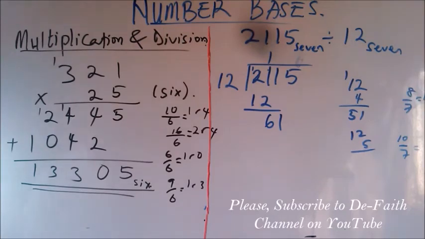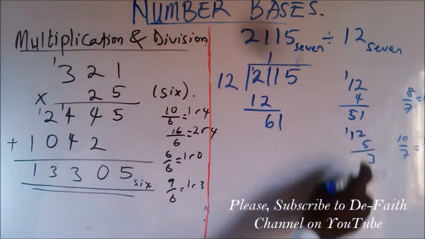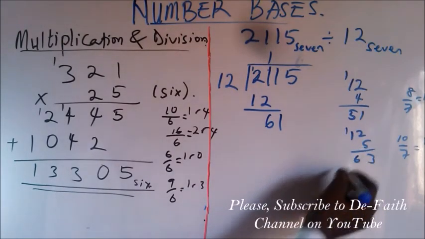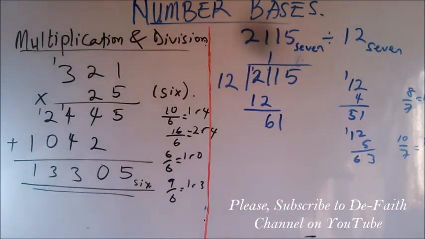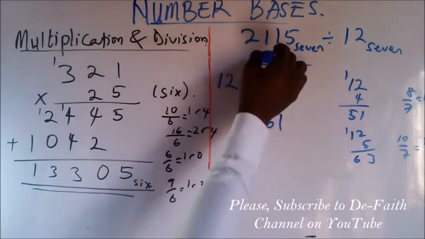So 7 divided by 10, that is 1, remainder 3. So we have our 3 here and bring 1 here. 5 times 1 is 5. 5 plus 1 is 6. So we have 6. Now if you look at 63, is higher than 61. So we can't take 5. We'll take 4. So 12 into 61 is 4.